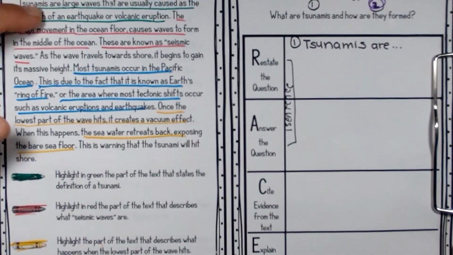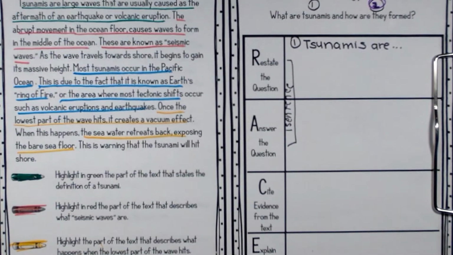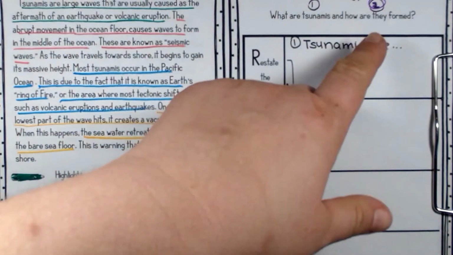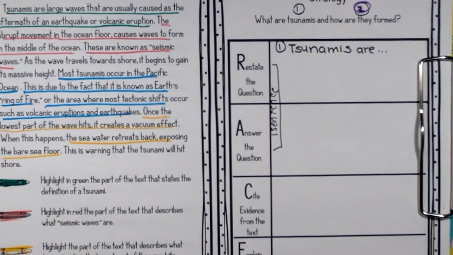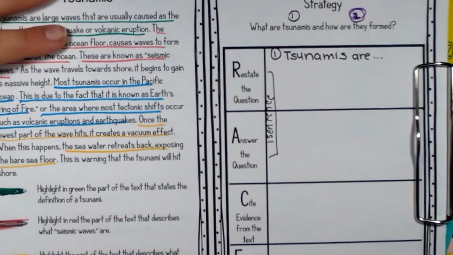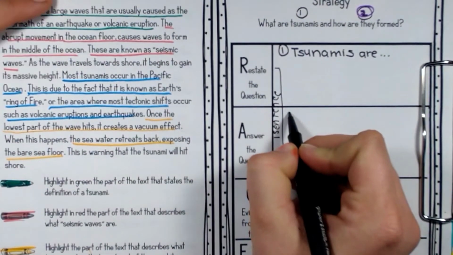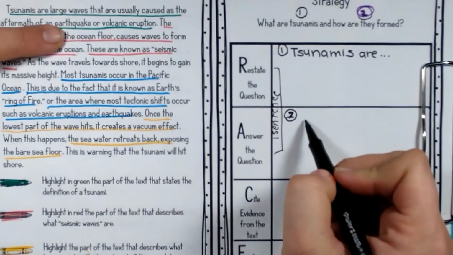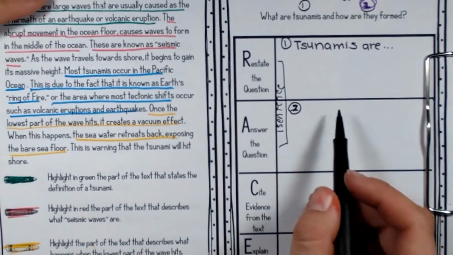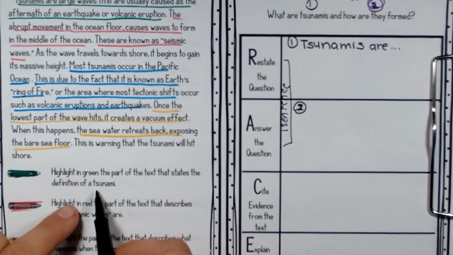Tsunamis are. So I'm going to do the first one all the way through. And a lot of times they ask two questions and people don't catch the second one. So it's always good to mark them. So tsunamis are. What are tsunamis? Oh, that's one. I'm answering the first question. So I remember tsunamis was in green.